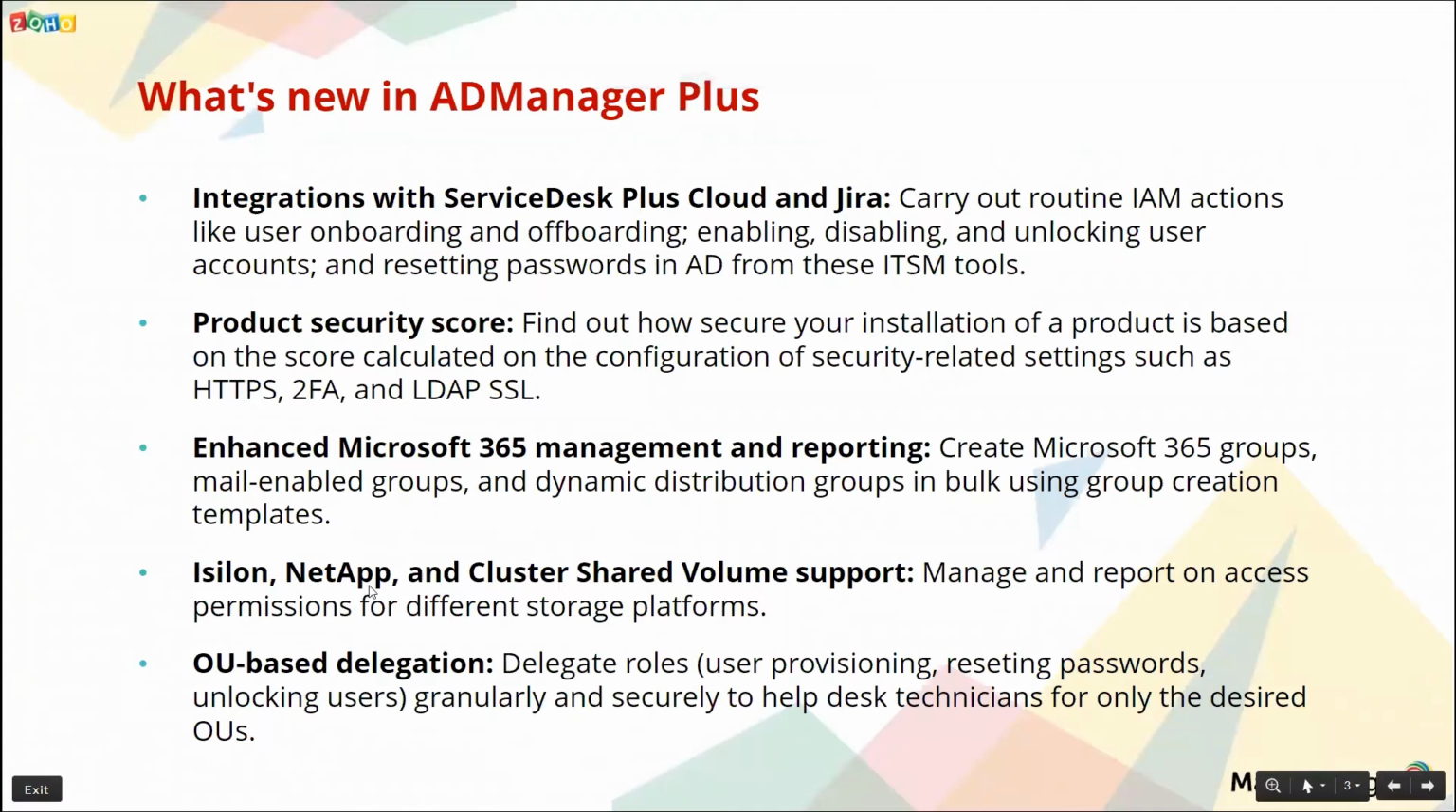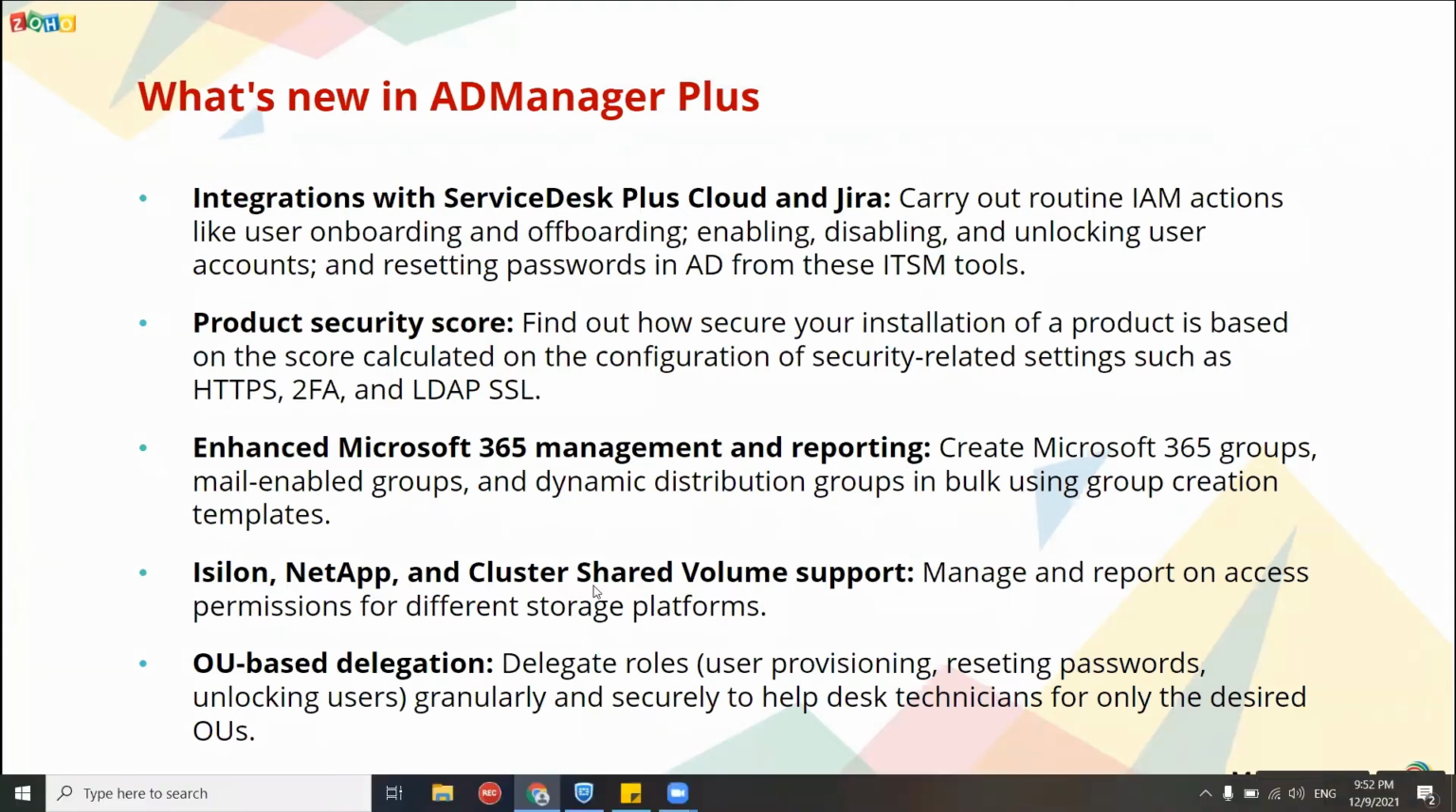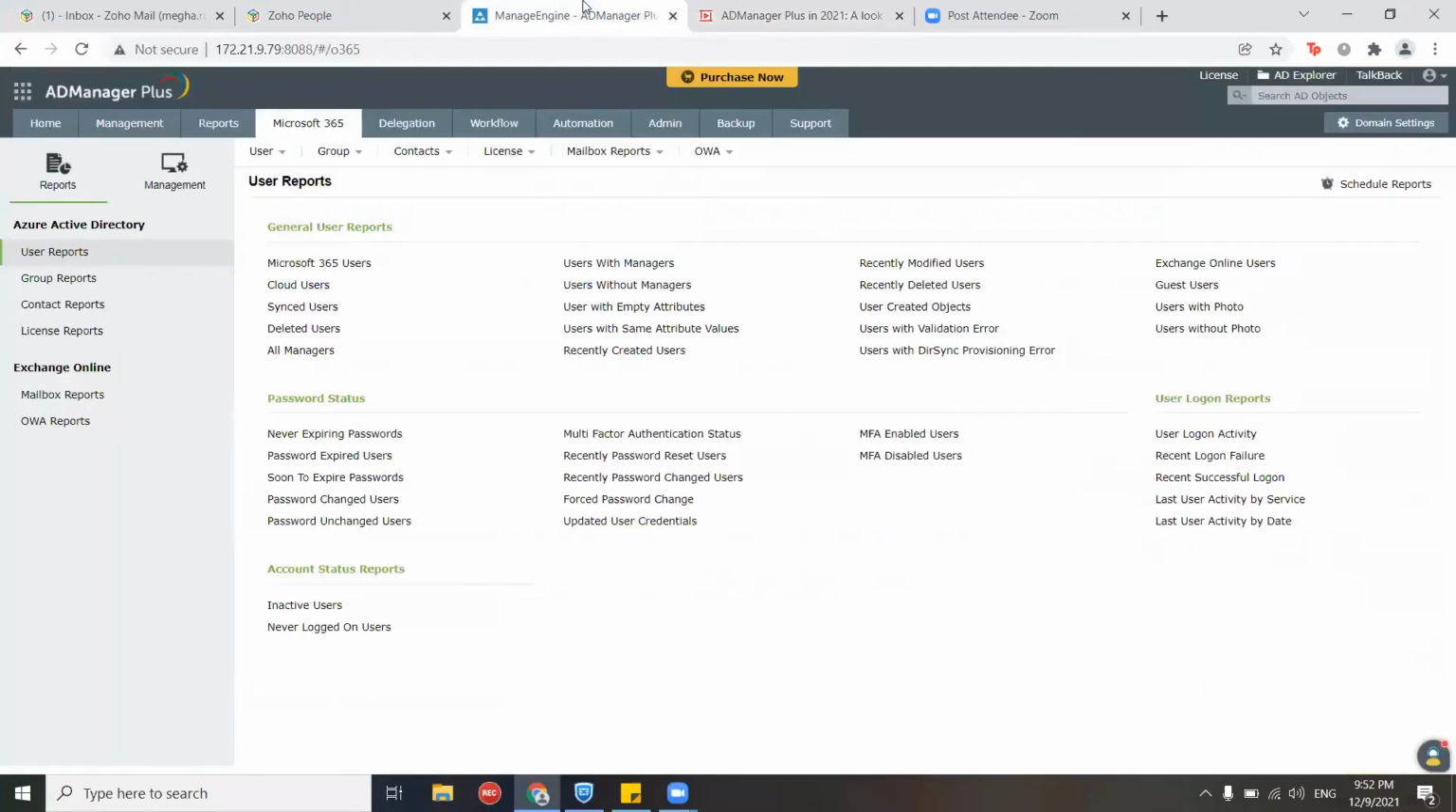Now, the fourth point is the file server access permissions. We do support access permission settings, management, as well as reports for Windows file server. Now we have extended the permission settings for these platforms as well: Isilon, NetApp, and CSV. So all you have to do is, step one, configure these file servers in ADManager Plus. Once that is done, you can go ahead and modify your permission settings and also get your data in the form of reports.